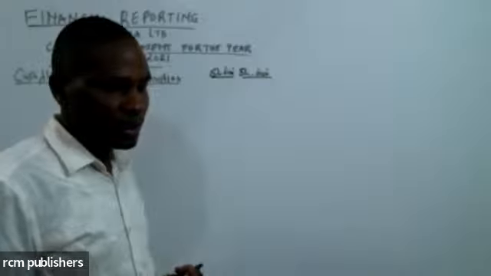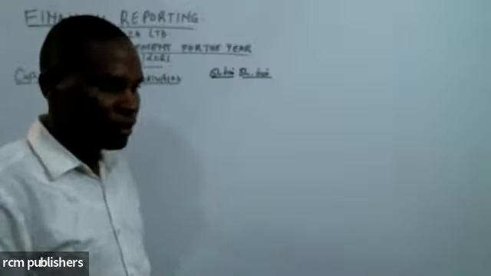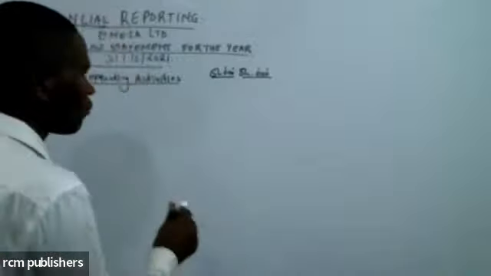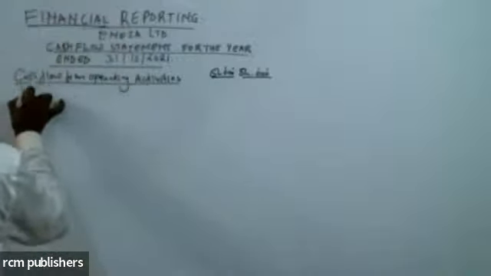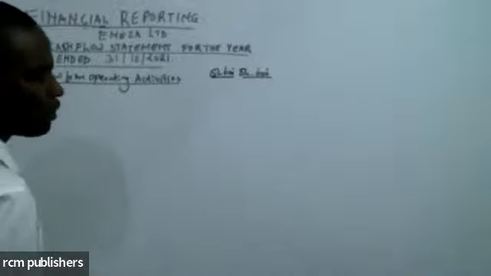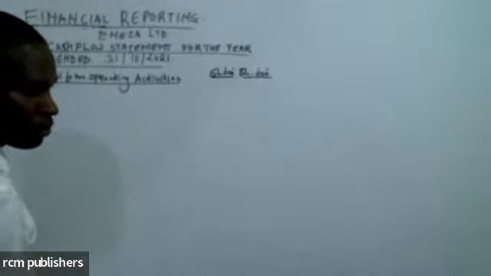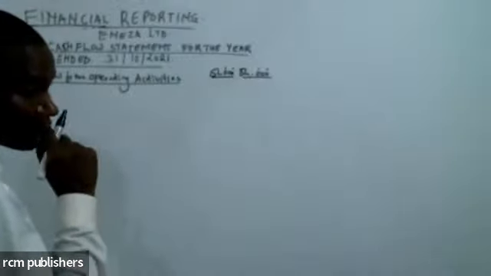So what is the first item that we need to identify from our question? The first item is profit before tax. What is our profit before tax, which we need to record under the first column? What is our profit before tax, class?